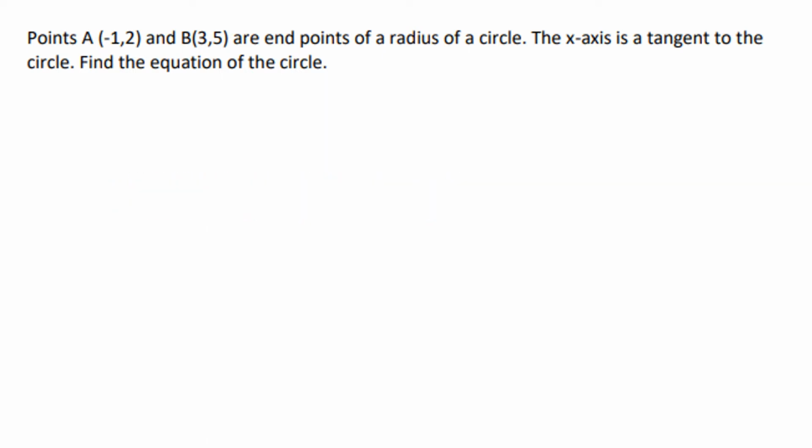So with this question, we're given 2 points that are either end of the radius. So one of them is the center of the circle. We're asked to find the equation of the circle given that the x-axis is tangent. So this circle is going to sit on the x-axis.